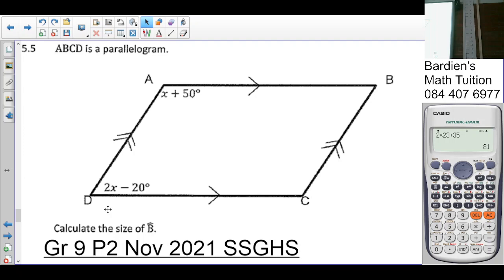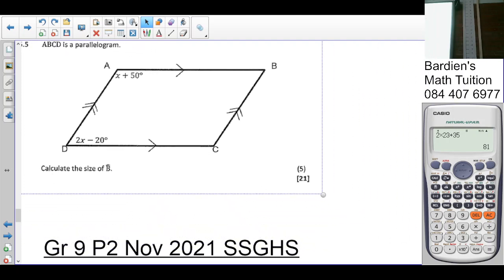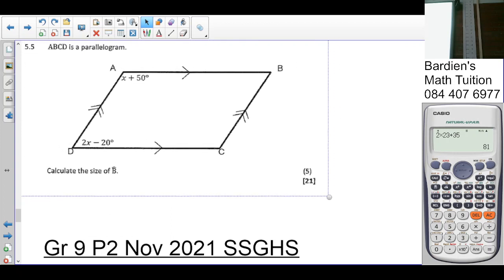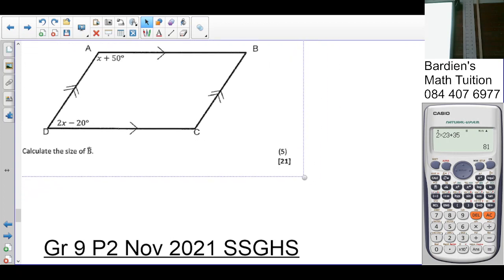Yes, Michael? They could ask you that, yes? If not, why not? Yes? People, the question says in 5.5, determine the size of angle B. The thing stopped the recording now. No, it didn't.